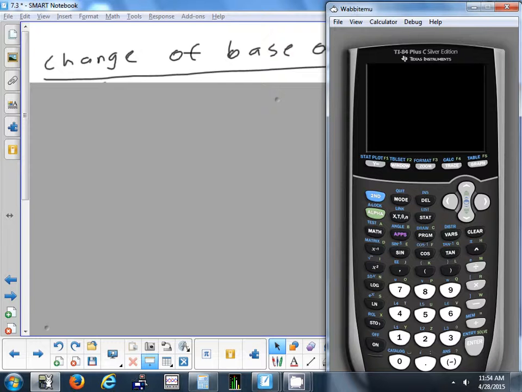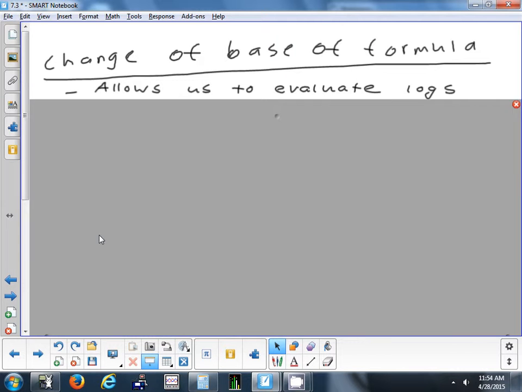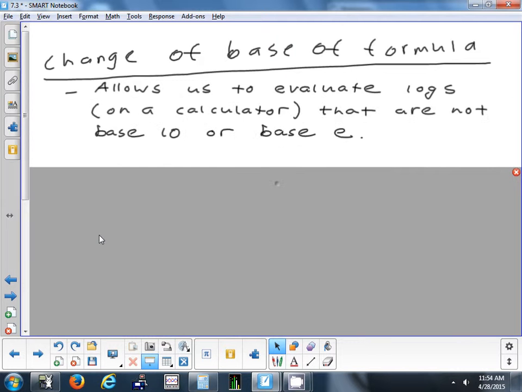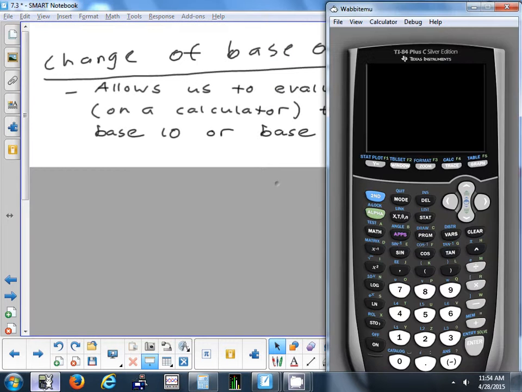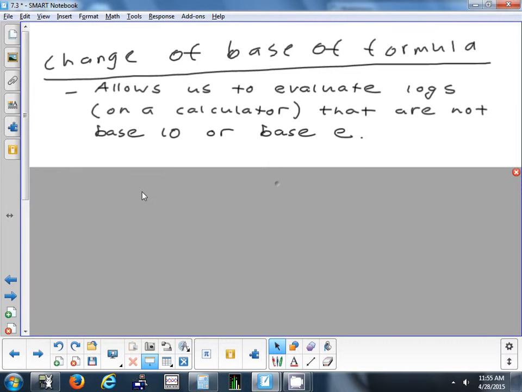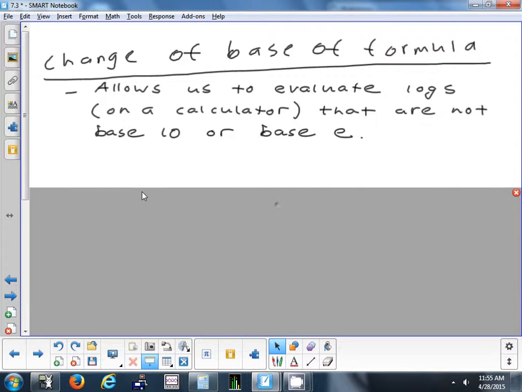Well, there's a lot of other numbers you could have besides an E and a 10 in the base. You could have any positive real number that you want. What I'm about to show you is how you type something in on your calculator if the base isn't 10 or E. And you don't need a graphing calculator to do it, just a calculator that has a log button. That's all you need.